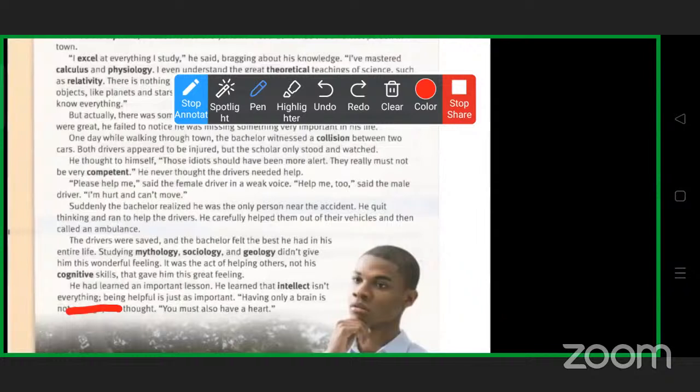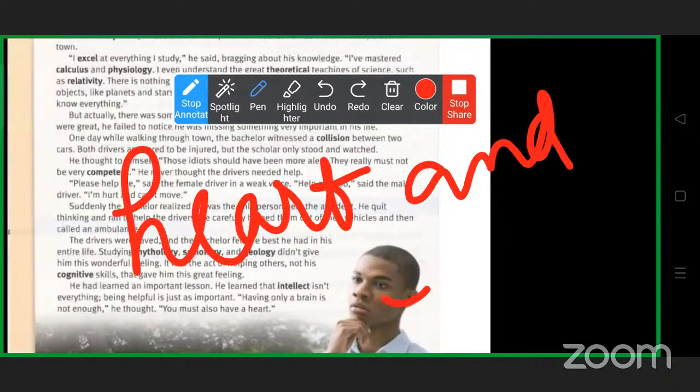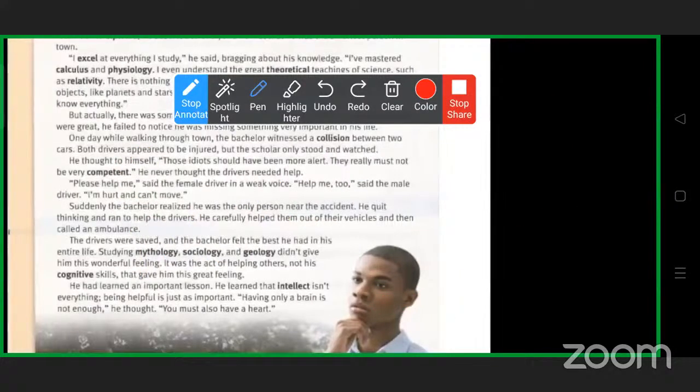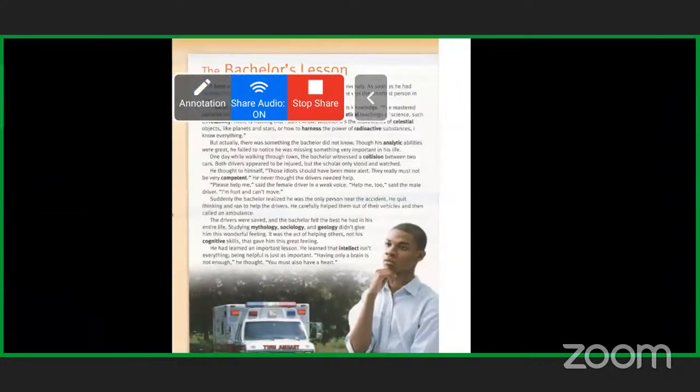You have seen lots of people who have lots of knowledge, but they are useless if they can't help others. Being helpful is just as important a quality. Having only a brain is not enough, he thought. You must also have a heart. Heart and brain, both are required for being something great in life. It's not only that you have the brain and the knowledge.